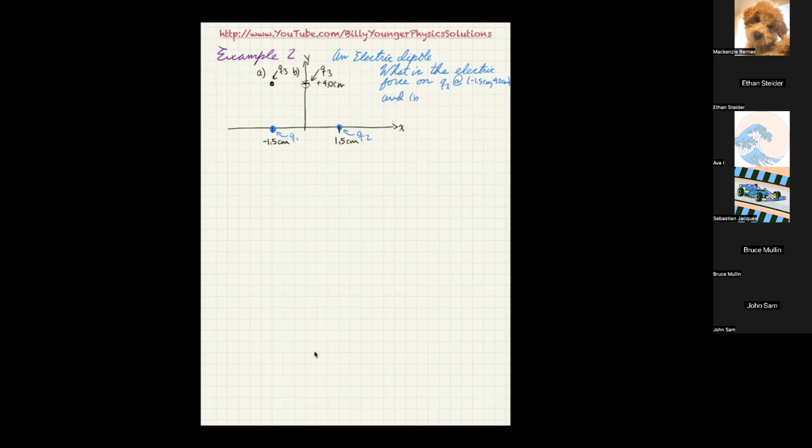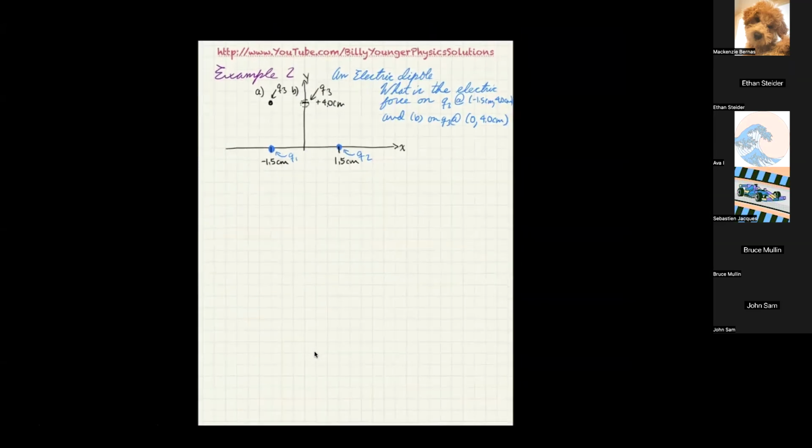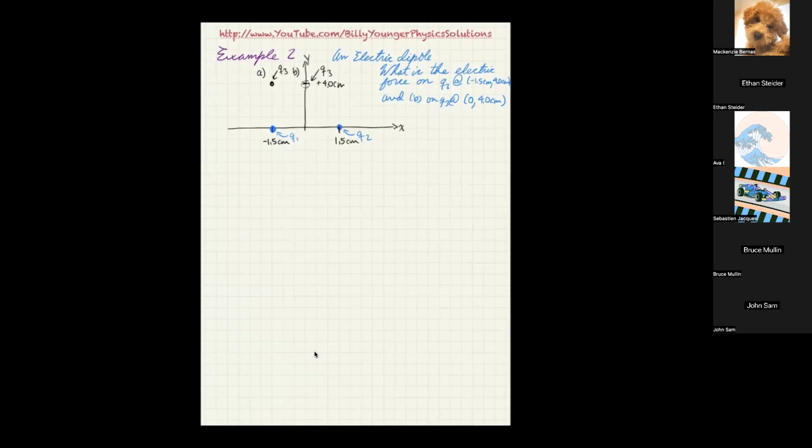And part B, on Q3 at 0, 4.0 centimeters. Okay, so this up here says 4.0 centimeters is the y and negative 1.5 is the x. So that's what we're going to try to calculate.